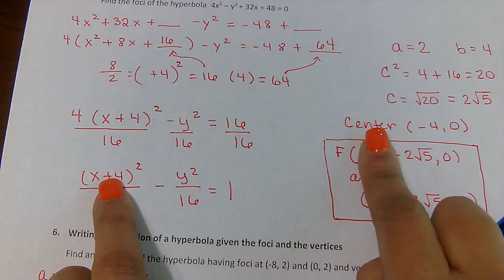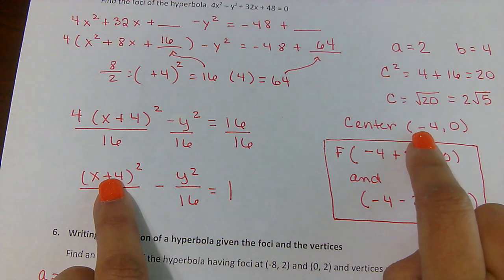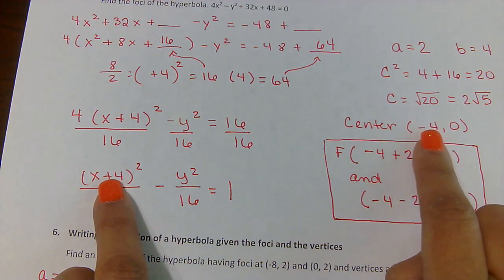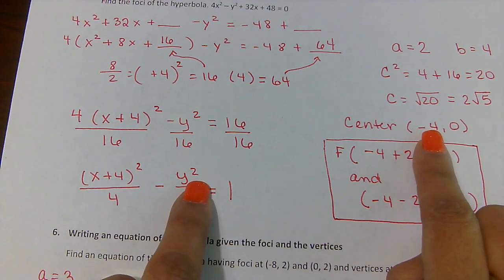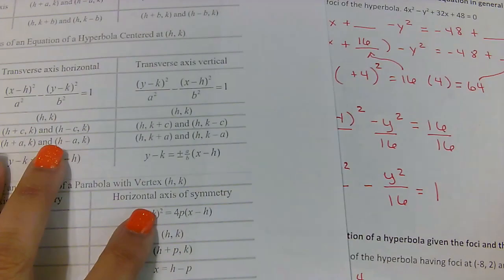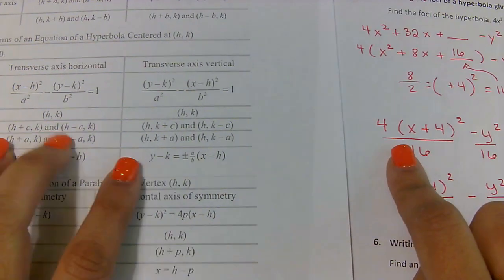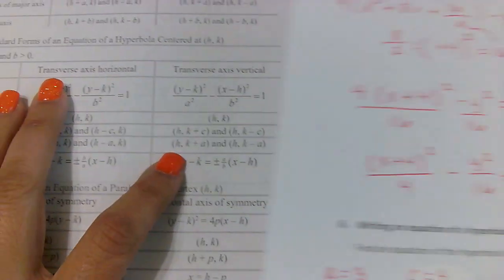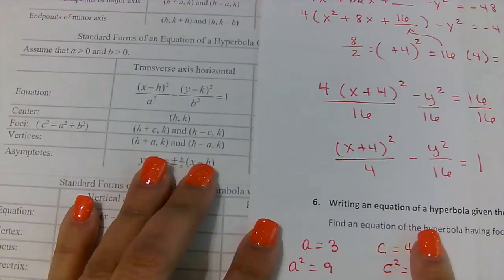So notice that here we have a plus 4. That means our center is going to be a negative 4. And here there is no number attached to our y, so y is going to be equal to 0. Remember, our x is first, so we're using our transverse axis that's horizontal.